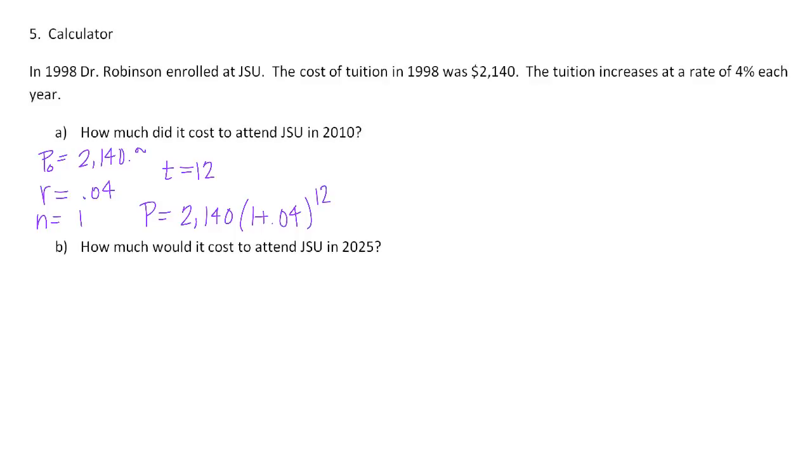All right. And then in 2025, the only difference for this problem would be our time. So our time is going from 12 years, so we're going to tack on another, how much longer? 15 years. So that's going to give us to the 27th, won't it? So here we're going to have 2,140 times 1 plus 0.04. And what did we say it would be? To the 27th, wasn't it? And again, you can type that in your calculators to see what the answer should be.